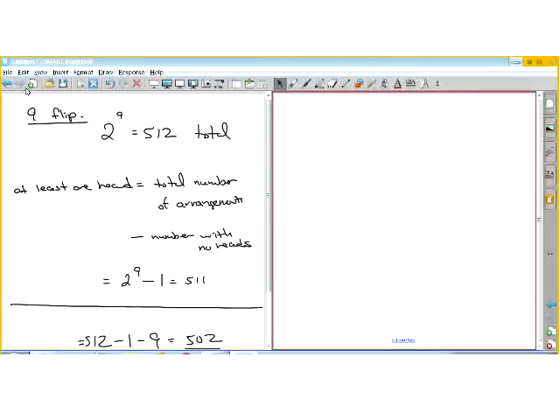So that's how these at least complements work. Same kind of thing in a sampling problem. A sampling problem is a combination problem.